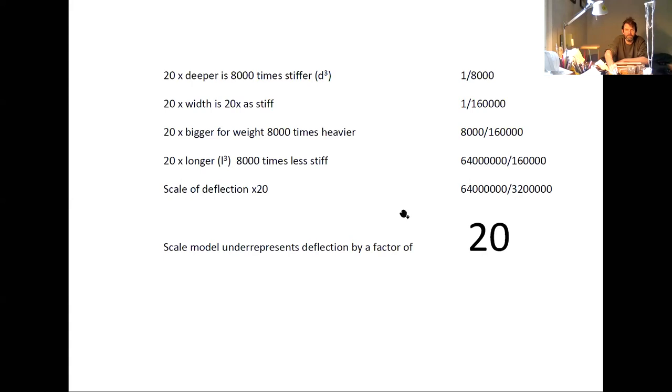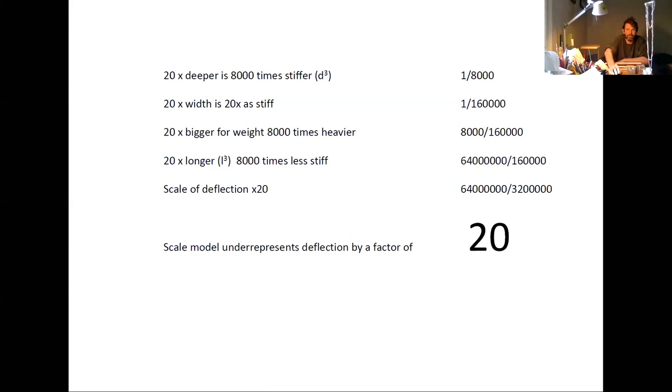If we scale at 1 to 20, so that's quite a big foam board model, the numbers go up a lot more. So we're 1/8,000, 1/160,000, all on the same basis. 8,000 over 160,000, because it's 20 times cubed, 8,000 times heavier. It's 20 times longer, which means it's 8,000 times more deflectional when you put load on it. And there's a scaling factor of 20. So going to 1 in 20, actually the deflections are going to be 20 times higher than the scaling. So if I measure 1 millimeter on the small one, I think I'm going to get 20 millimeters on the bigger one. Actually, I'm going to get 400 millimeters because it's 20 times more than I would expect.